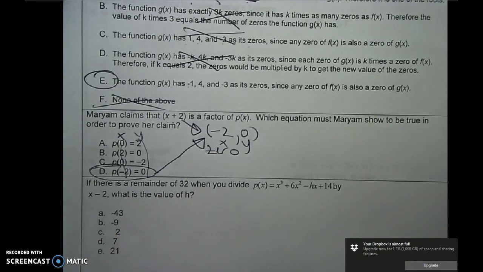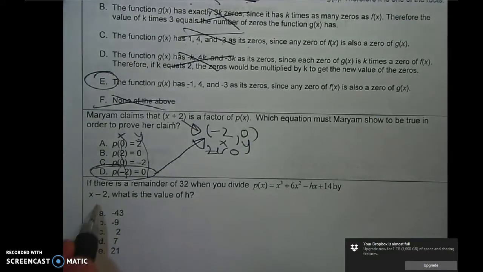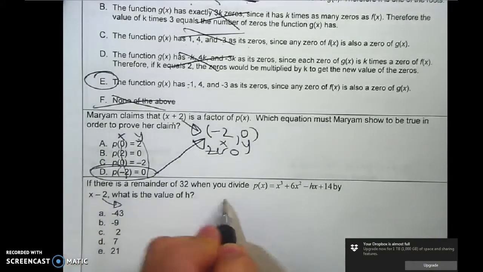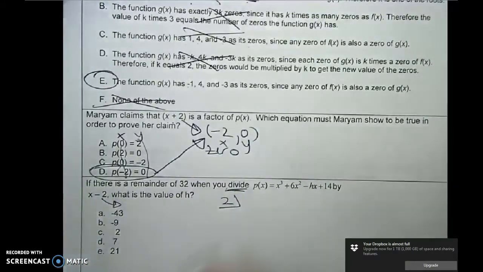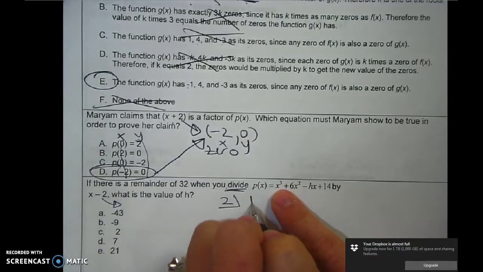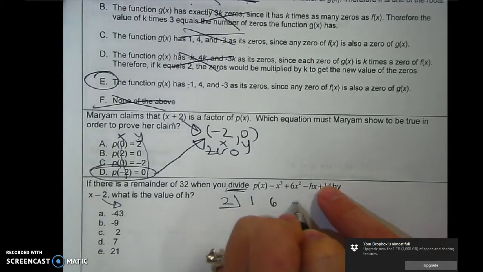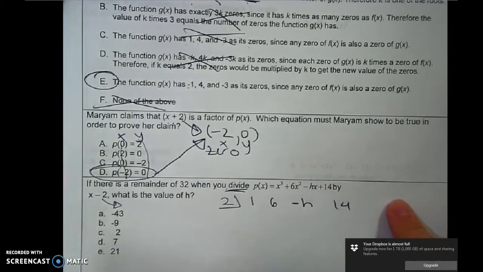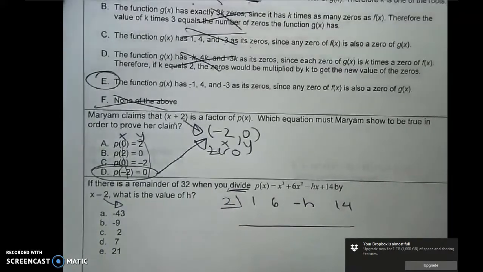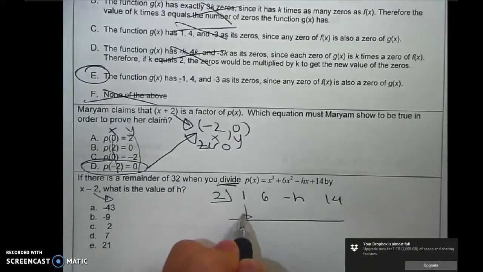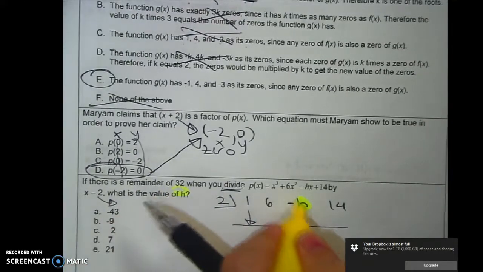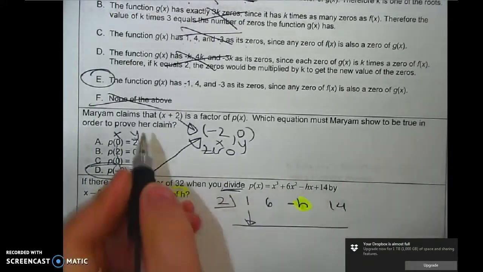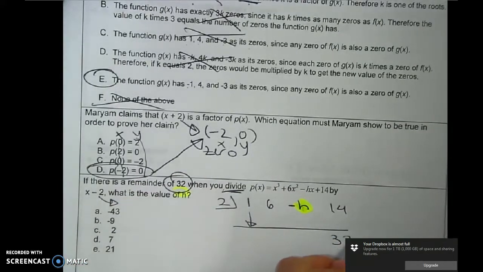Let's do this one. This one is a little bit of a workout. So if it says x minus 2, I know that I'm going to do synthetic division because it says divide, and long division is a pain in the tush. I take the leading coefficients, 1, 6, -h, and 14. Draw my line. I'm thinking it's asking me to find the value of h, so I need to figure out that value. It also tells me that the remainder is 32. So I know that's the fact.